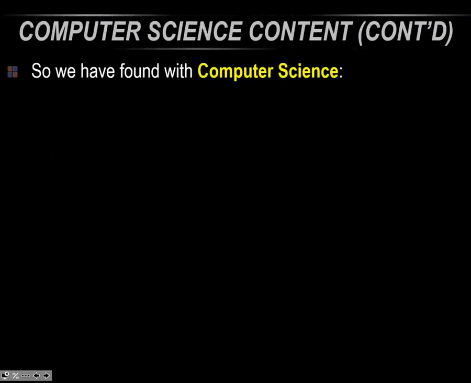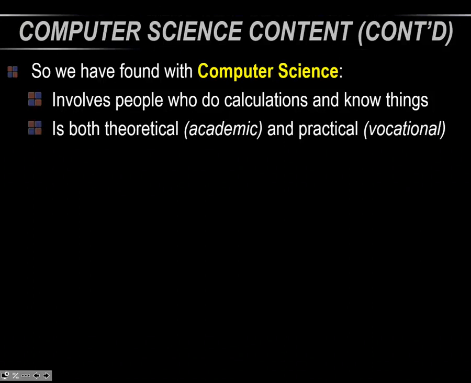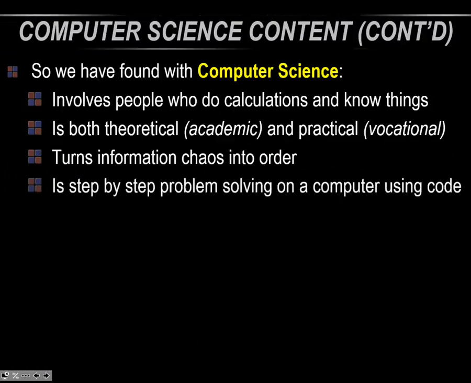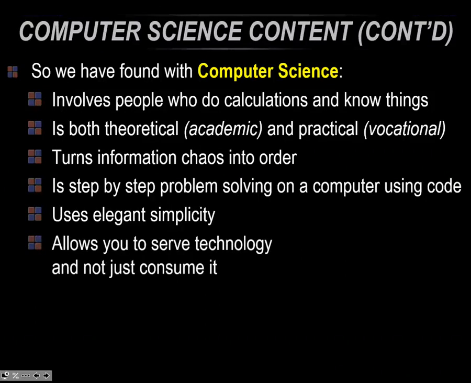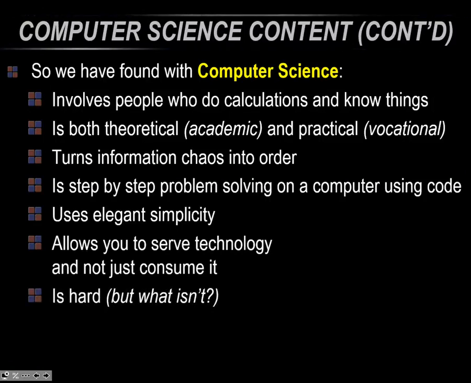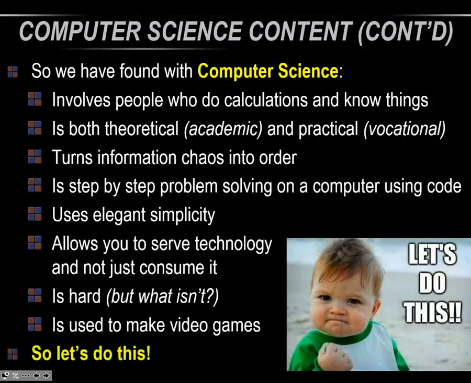So, computer science involves people who do calculations and know things. It is both theoretical, academic, and practical or vocational. It turns information chaos into order. It is step-by-step problem solving on a computer using code. It is elegant simplicity. It allows you to be a server of technology, not just a consumer of it, and it's hard. But then again, what isn't? And maybe finally, as a bit of an inspiration, it's the thing that's used to make video games.